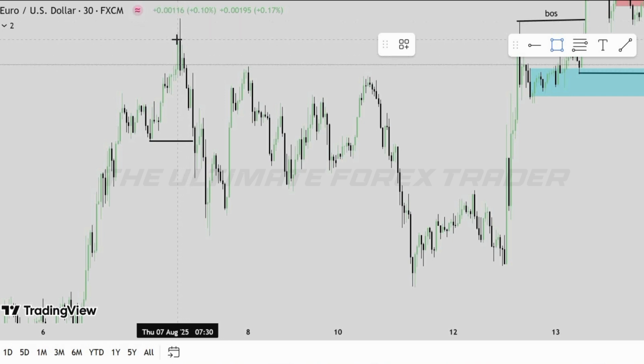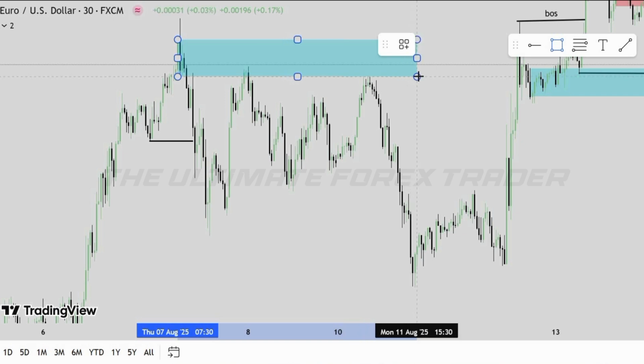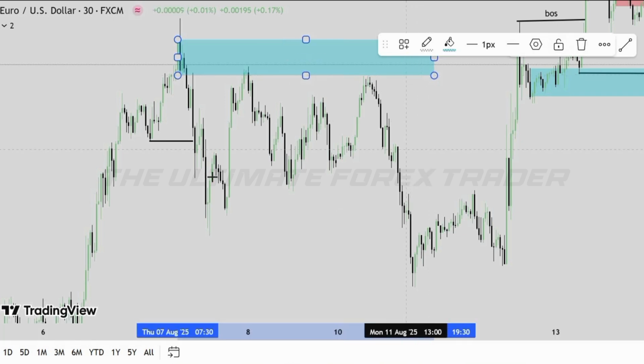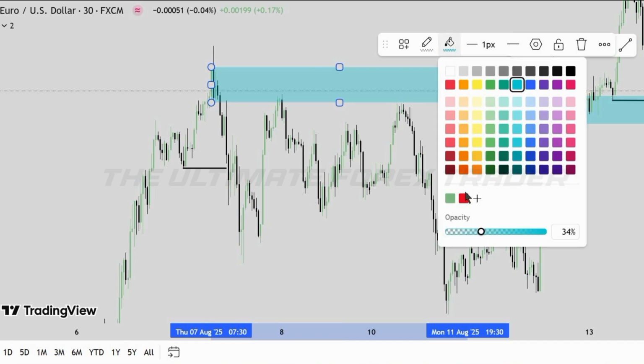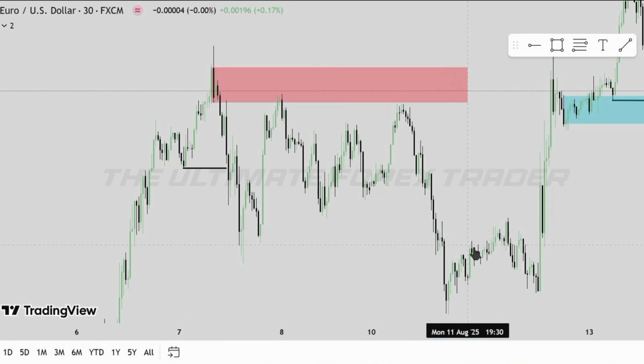The last green candle, this is the last green candle before this impulsive bearish move towards the downside. Look at this, price retraced. Look at this rejection. Price came back, rejected the order block, and finally moved towards the downside. So this is a perfect example of another bearish order block. So this is a bearish order block, right?